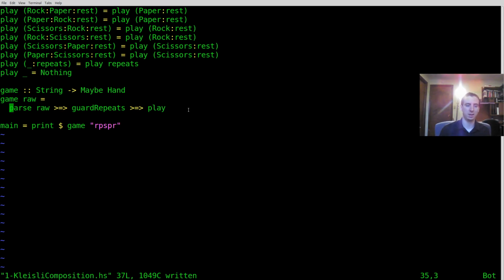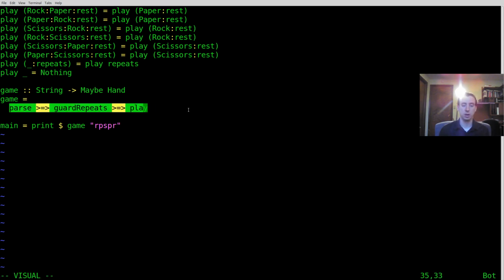Now, again, these operators are all about gluing functions together. So we no longer even have to talk about the data anywhere. We've just defined game purely in terms of these other functions. So let's go ahead and run it and just make sure I don't make a mistake. All right, and that's all I really have to say about this.